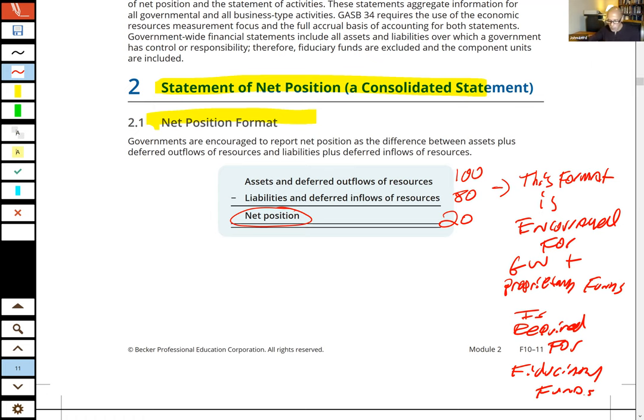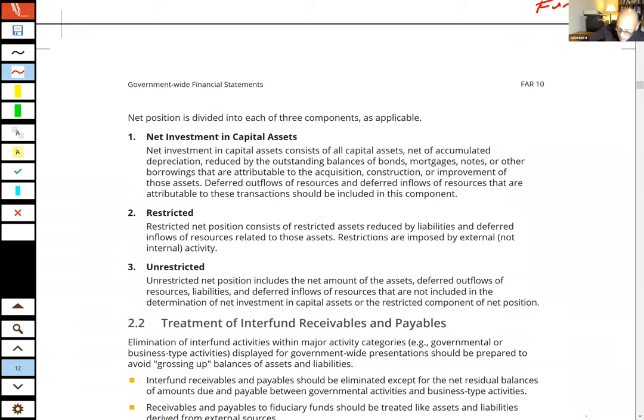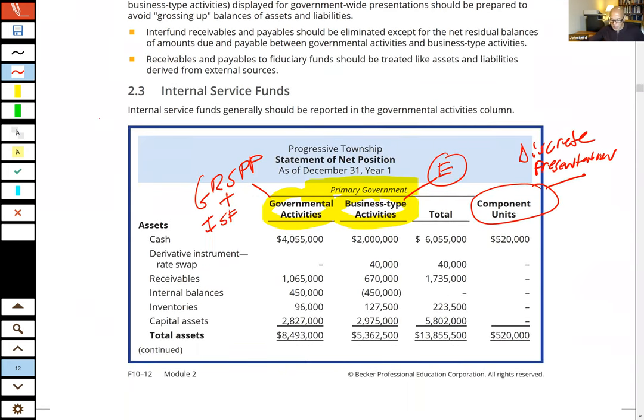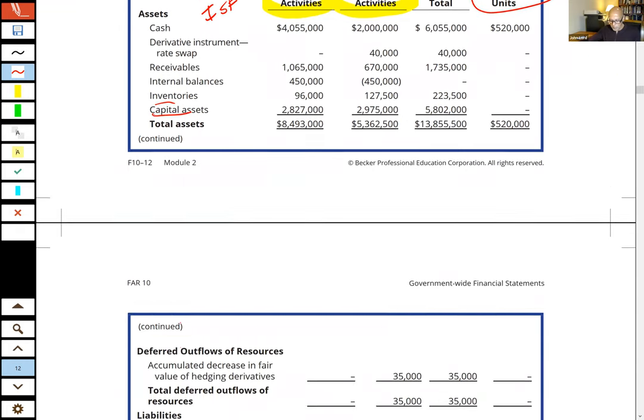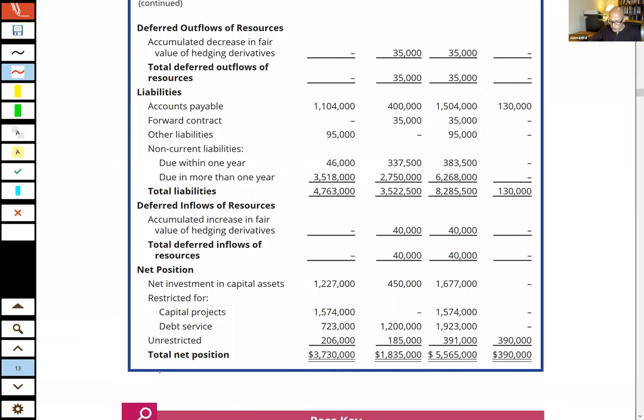Okay, good. Now you come over and we have the same three categories of net assets that we saw for the proprietary funds: restricted, unrestricted, and net invested in capital assets. So you can flashcard that again. That flashcard of the three categories of net position is consistent for our proprietary funds, for our fiduciary funds, and for our government-wide statements: restricted, unrestricted, net invested in capital assets. Now you come down and you see this statement of net position, right? Full accrual, long-term assets, the whole works are being shown to us here. Then you come down and you have the liabilities, and then the net position, which is the difference between the assets and the liabilities, right?